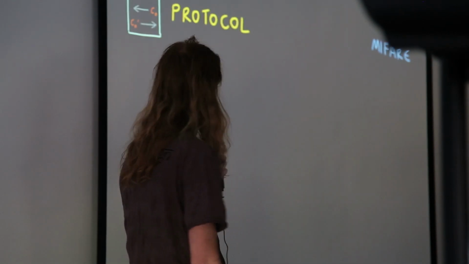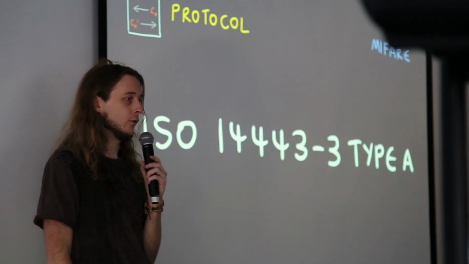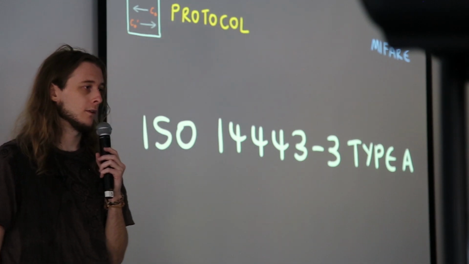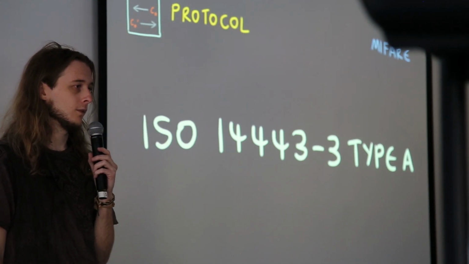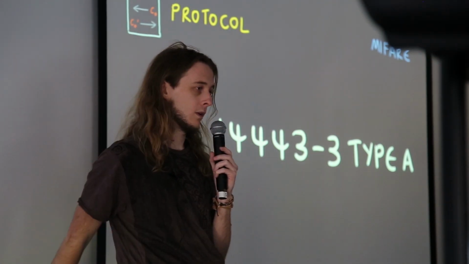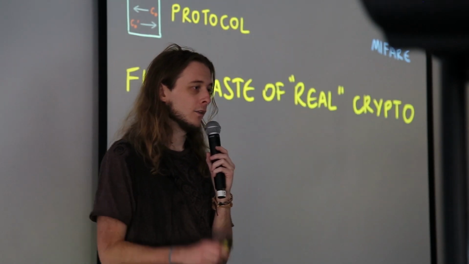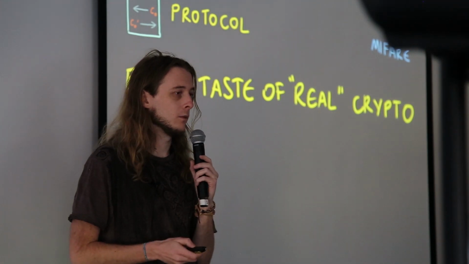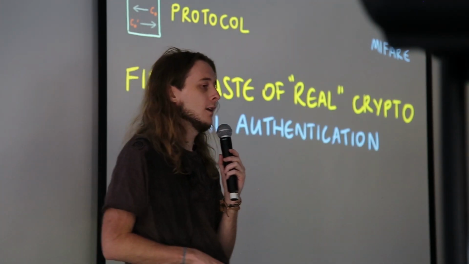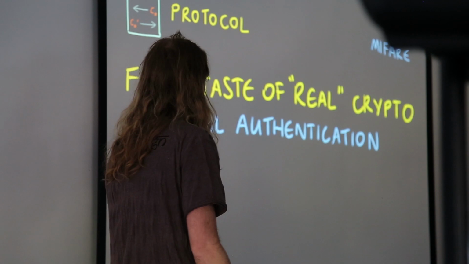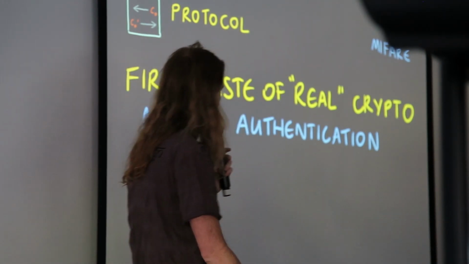So the protocol of these cards is based on ISO 14443 Type A. So this is our first taste of real crypto, right? You'll see why in a second. The first use of this real crypto is in mutual authentication.